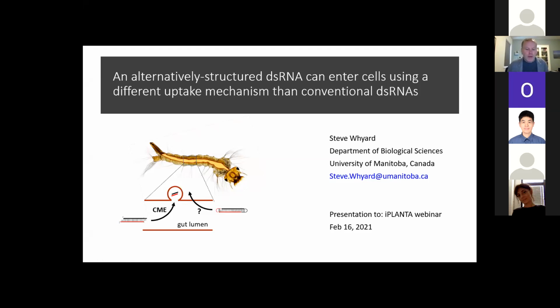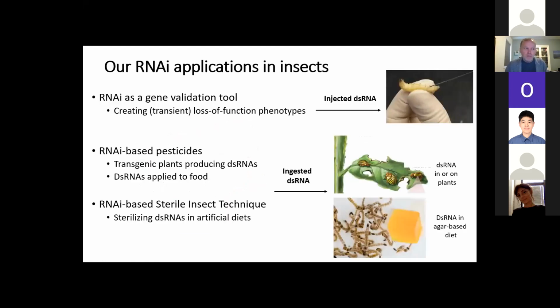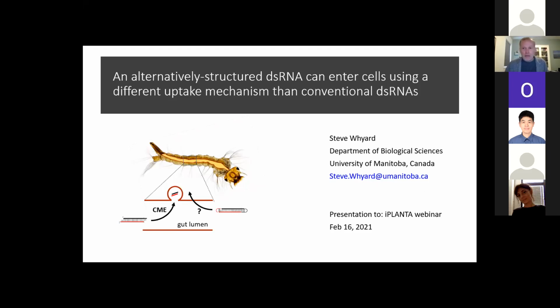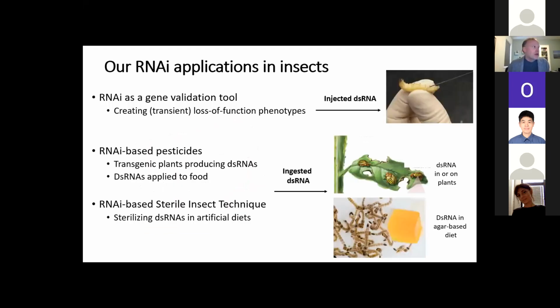Today, what I'm going to talk about is my research on alternatively structured double-stranded RNAs and a different way that they may be entering insect cells. And for those people who attended the Entomological Society of America meeting, I do apologize, there's going to be some overlap, but there will be some new material coming. So hang in there. All right.